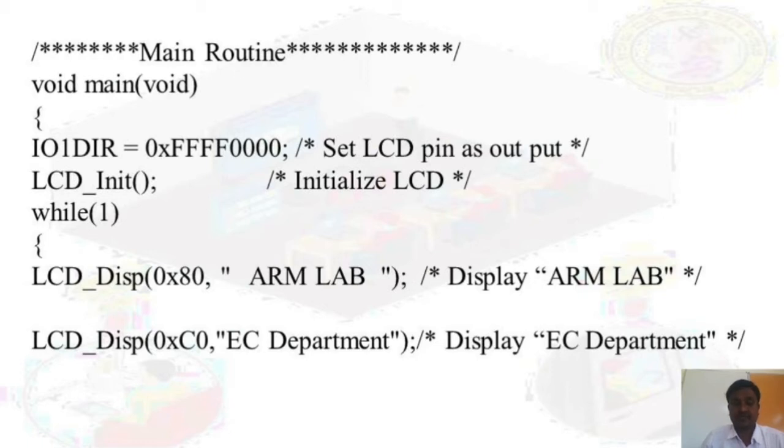Then the second function, again we are calling it as LCD display 0xC0. This command gives the display in the second line. The message is EC department, display EC department. These two messages, two lines, will be displayed on the LCD module.